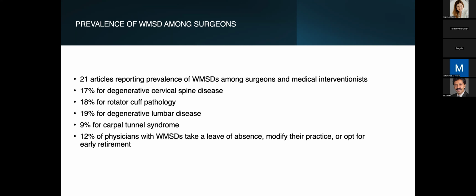A lot of surgeons do commonly report that they continue to work through their pain, so that the quality of their work will not suffer.